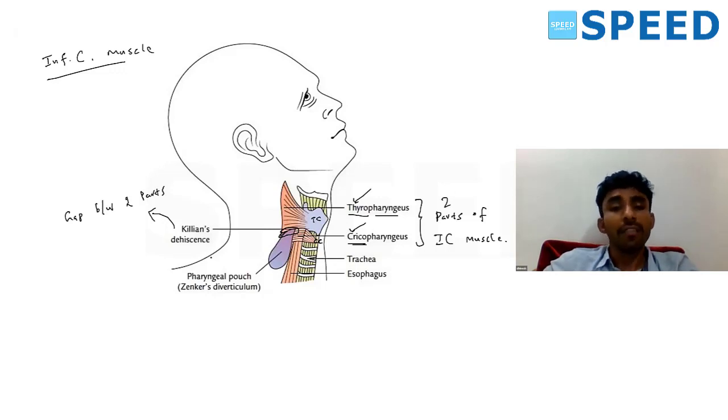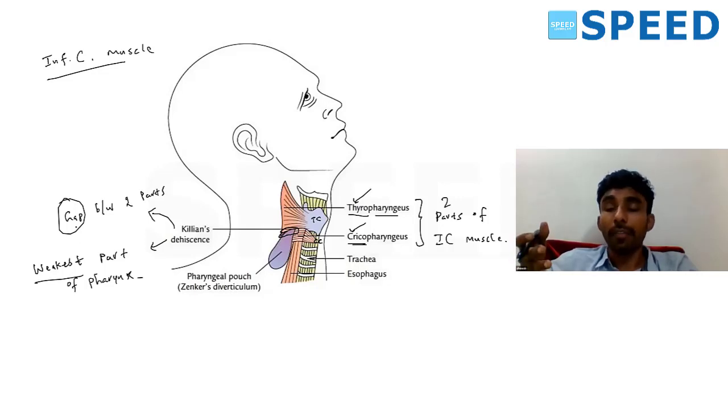Okay, what is the disadvantage of the Killian's dehiscence? It is a gap, isn't it? Actually, this is the weakest part of the pharynx. Killian's dehiscence is the weakest part of the pharynx. So what will happen? Since this is the weakest part of the pharynx, if there is increased pressure within the pharynx, there may be herniation through this weakest part of the pharynx. That means herniation may occur through the Killian's dehiscence, that is defined as Zenker's diverticulum.